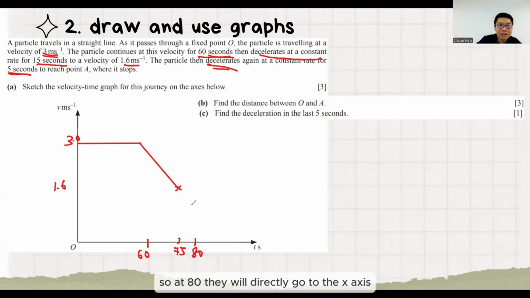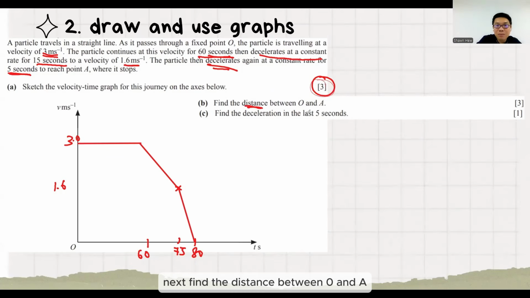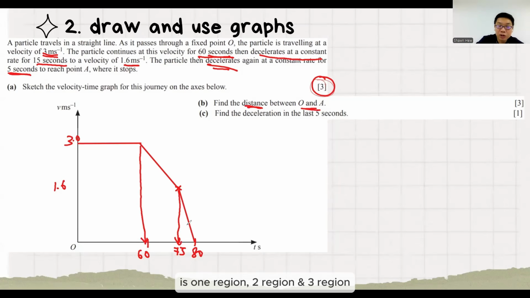So at 80, it goes directly to the x-axis. They ask you to sketch the velocity-time graph for this journey. Like this, you can gain all 3 marks. Next, find the distance between O and A. So we just find the area under the graph. There is 1 region, 2 regions, 3 regions.